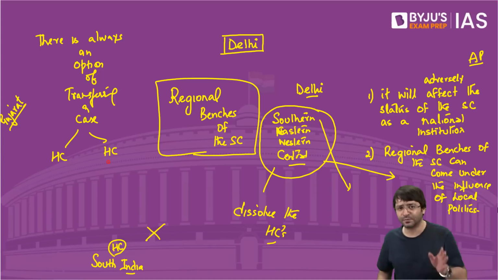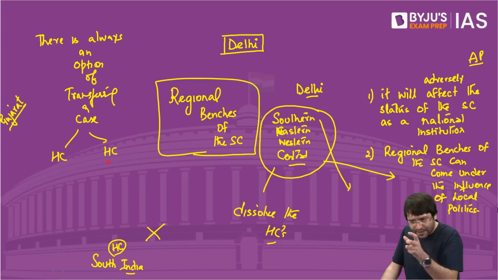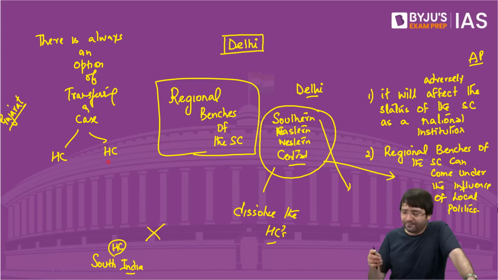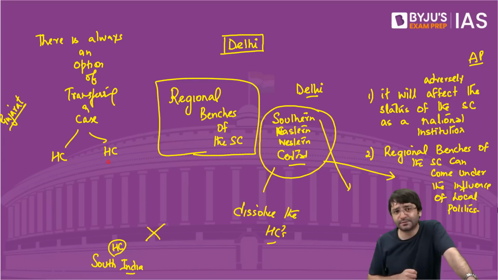Even if we assume that in a one-off case, the regional bench of the Supreme Court may come under the influence of local politics, once you get wind of it, you may transfer that case to another regional bench, or transfer it to itself. For example, when there were allegations that the Gujarat High Court was coming under the influence of local politics and the state government, those Gujarat riots cases were transferred to Maharashtra.